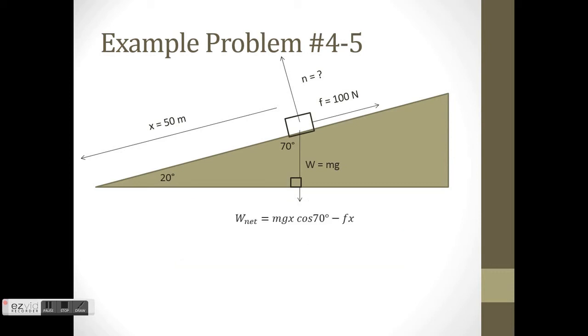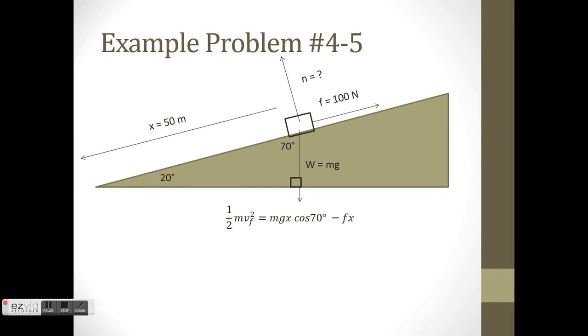So this means the net work is equal to mgx times cosine of 70, the work done by the weight as the skier goes down the ramp, minus f times x, the frictional force times x. Again, by the work energy theorem, that's equal to the change in kinetic energy. So 1/2 mv squared is equal to mgx cosine of 70 minus fx.